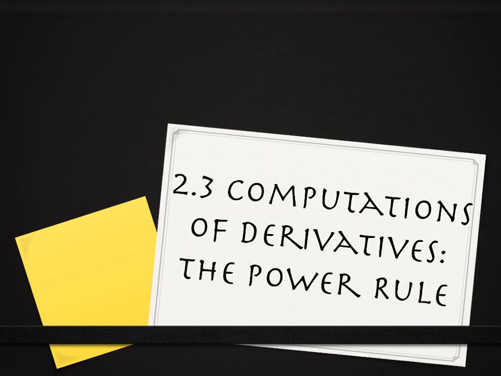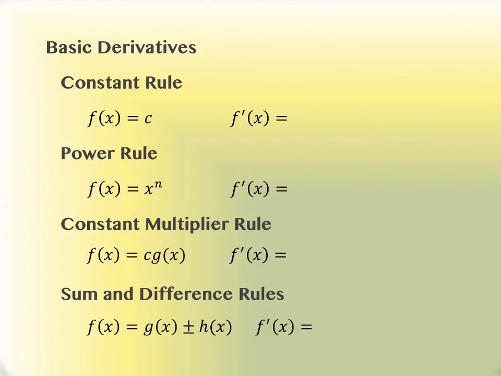Section 2.3 is computations of derivatives, and we have a rule that we get to use now in this section. In particular, we're going to get to the point where we can talk about what's called the power rule. So what I want to show you first is a list of basic rules, and I want you to think back to some things that you know from the section we just did on graphing.